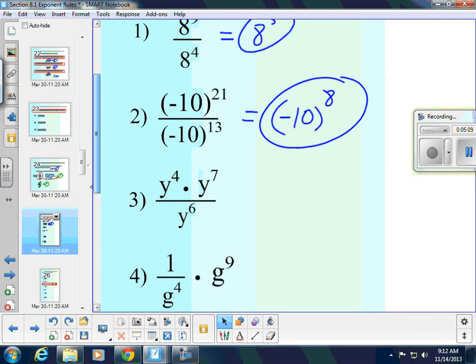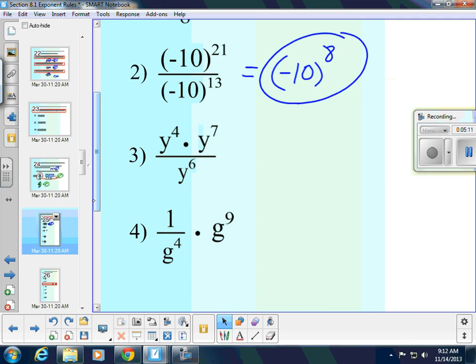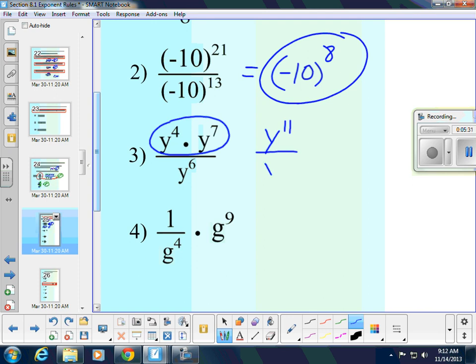Looking at just a few other ones below here. Number 3, this one will use a combination of some of the rules we've learned. Notice that there is dividing in this problem, but on the top, I can deal with this part first, right? We learned a rule for that in section 8.1. y to the 4th times y to the 7th. When I'm multiplying, I add the two exponents together. So on the top, now I've got y to the 11th power. And after I've simplified that top part, now I've got y to the 11th over y to the 6th. I can use the new rule from today and subtract the two exponents. And so now I've got y to the 5th.